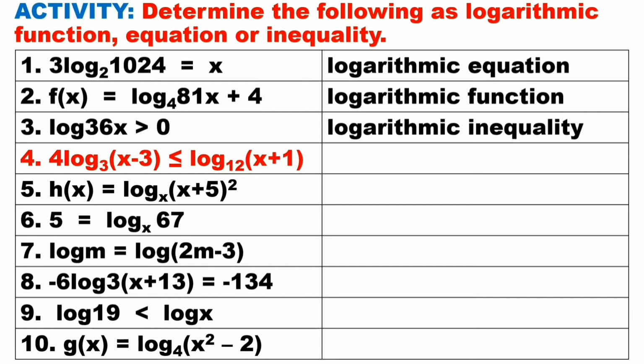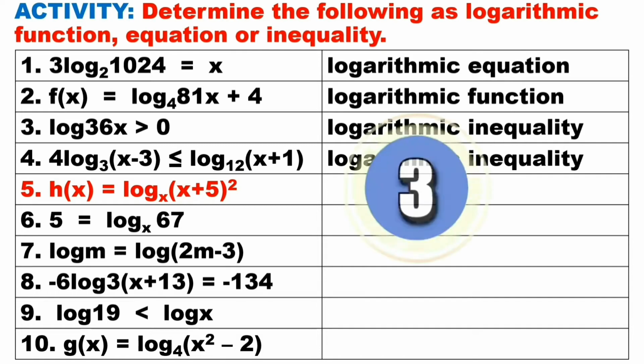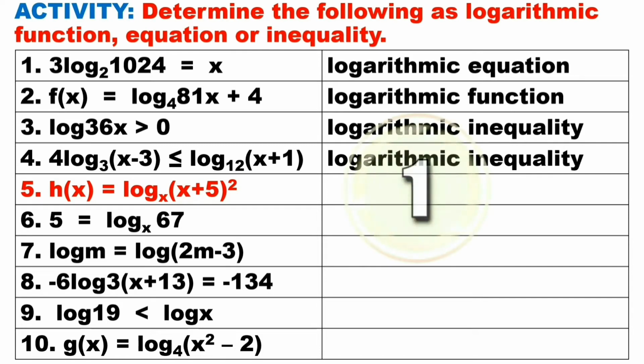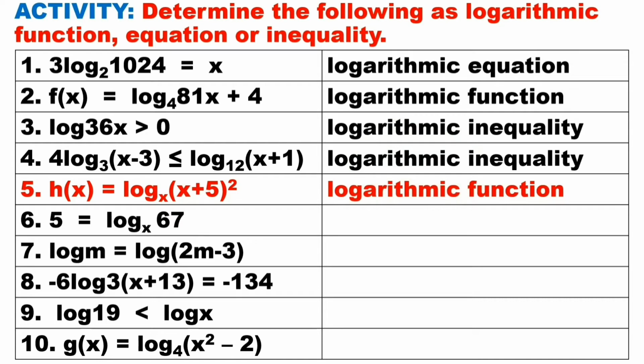Number 4, 4 log of quantity x minus 3 with base 3 is less than or equal to log of quantity x plus 1 with base 12 is a logarithmic inequality because it uses the symbol less than or equal to. Number 5, h of x equals log of quantity x plus 5 squared with base x is a logarithmic function because it has the expression h of x.